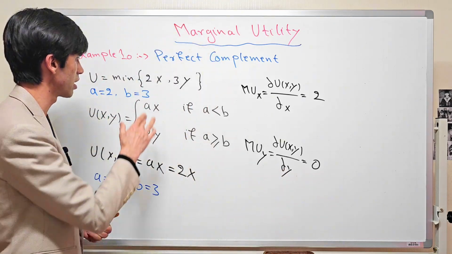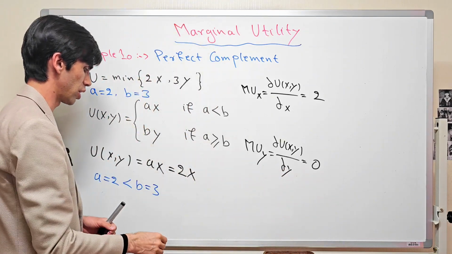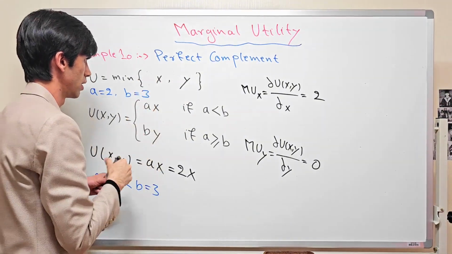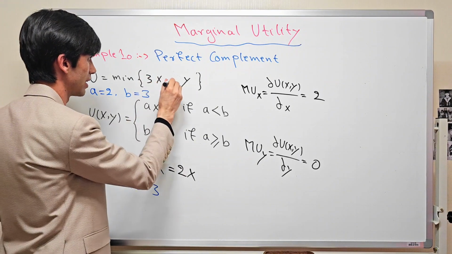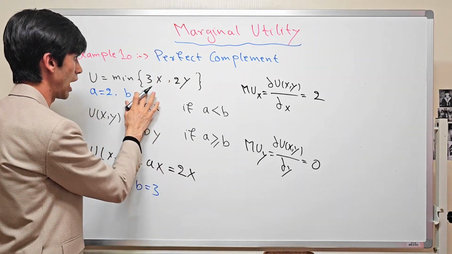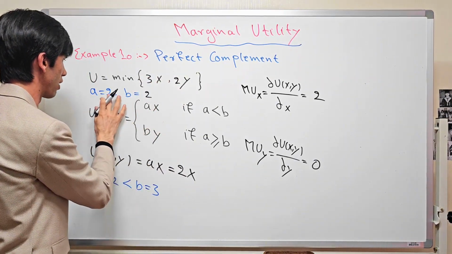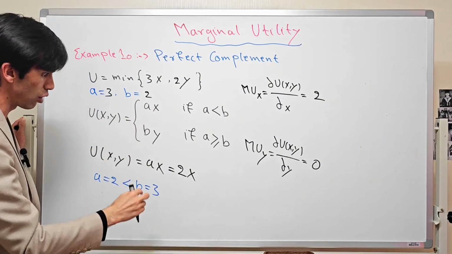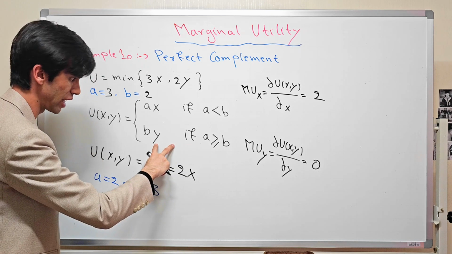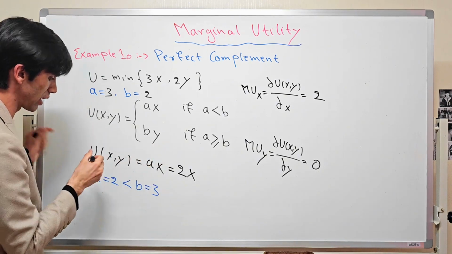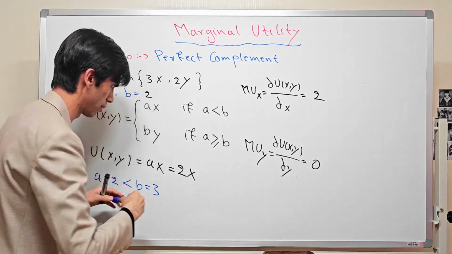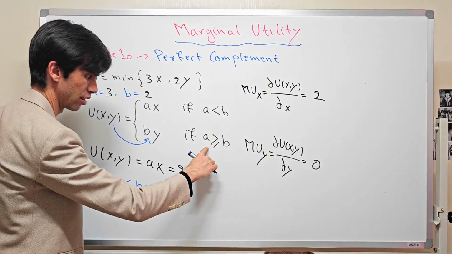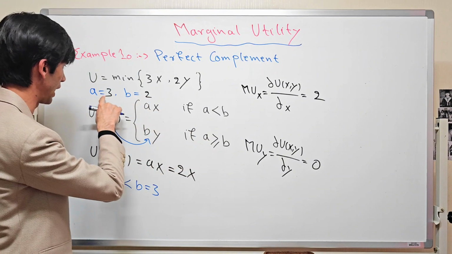So now let's change the format of our utility function. Suppose this is 3 and this is 2. So now our b is equal to 2 and our a is equal to 3. Based on this explanation, our utility function will take the format of by, as b is less than a. b is 2 and a is 3.